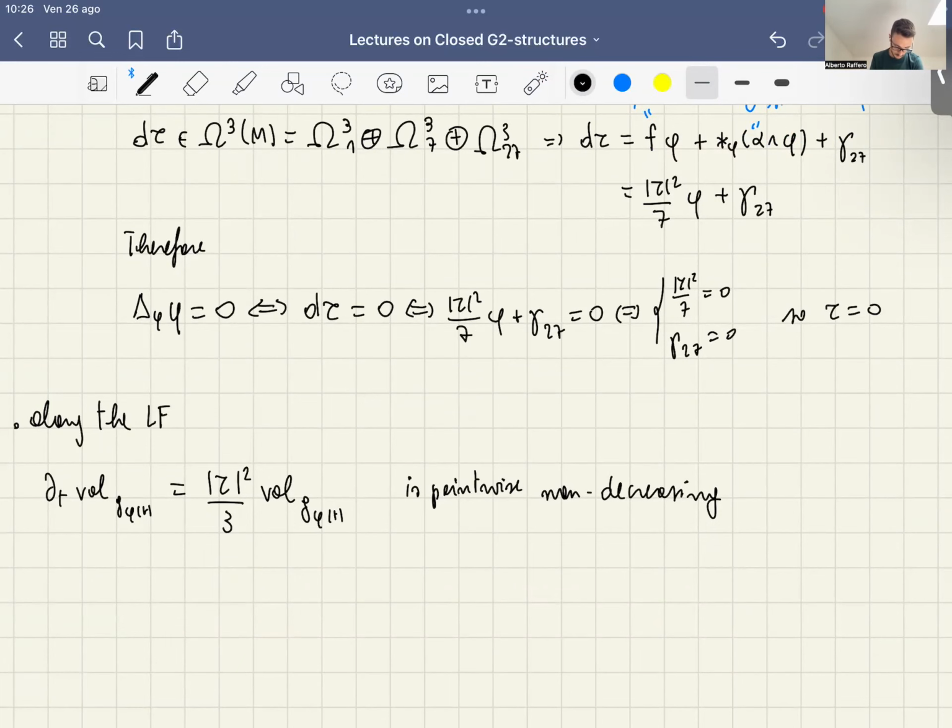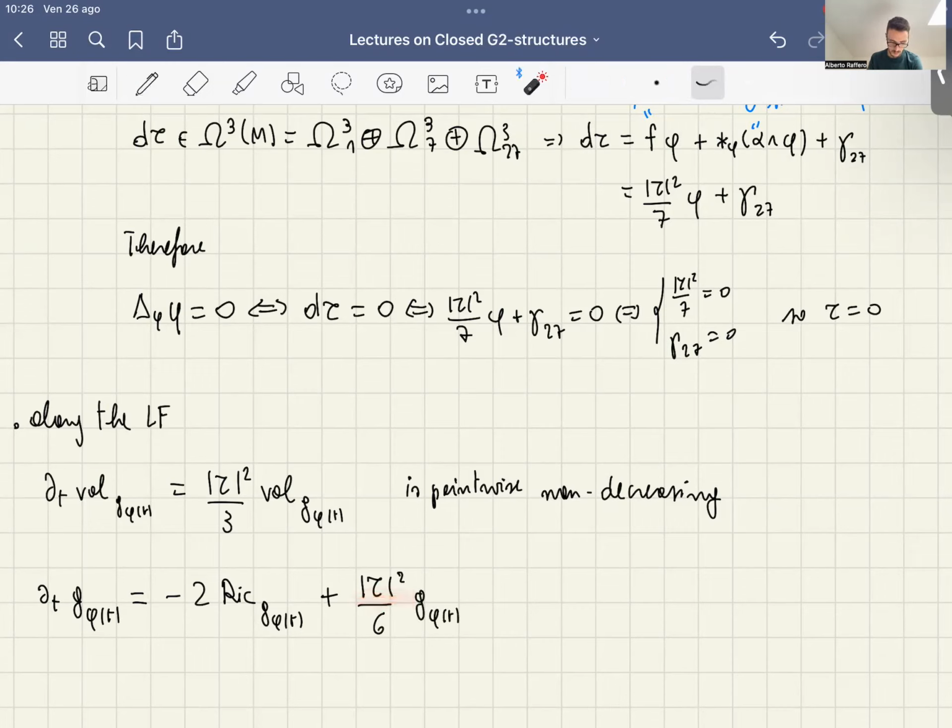Moreover, as for what concerns the evolution of the metric induced by the 3-form phi, well, this is equal to minus twice the Ricci tensor of the metric plus some quantity that is related to g. So we have the squared norm of tau over 6 times g phi t. And again, here, tau always depends on the time. I won't repeat it.